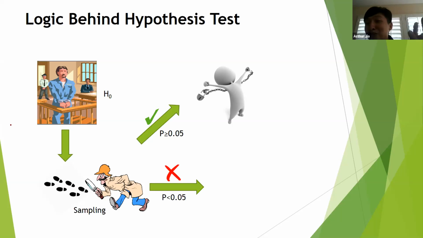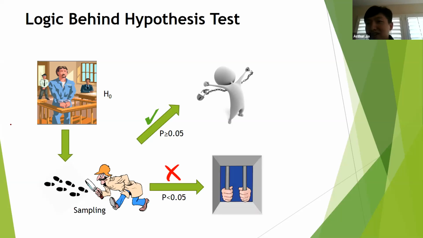Yeah, the p-value will drop, a significant jump, which means if the null hypothesis is true, which means if this guy is innocent, the chance of getting this data we collected is extremely low. So then we don't believe the null hypothesis is true. We're gonna put him in jail. So this is exactly the logic behind the hypothesis testing we are doing.